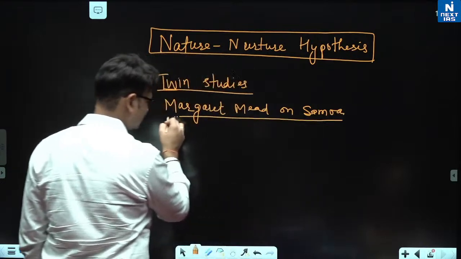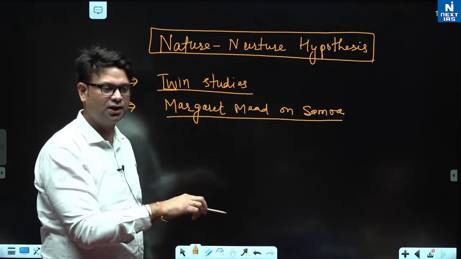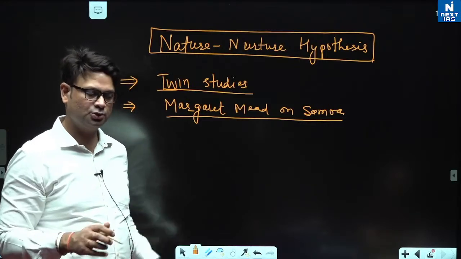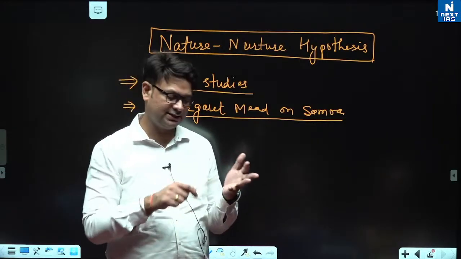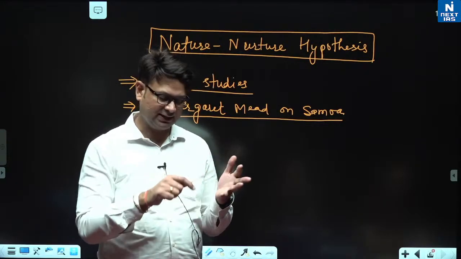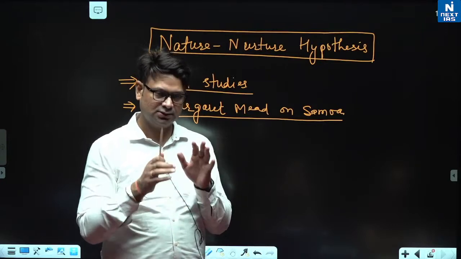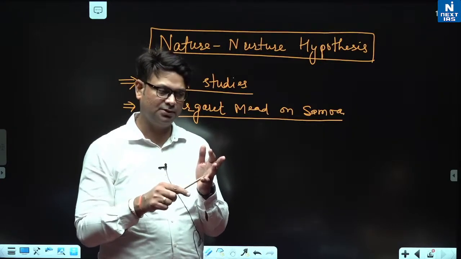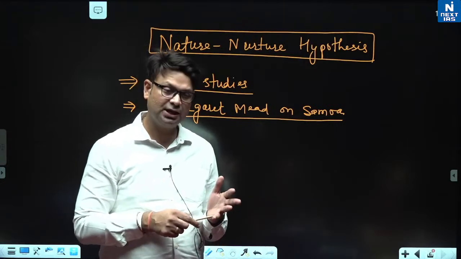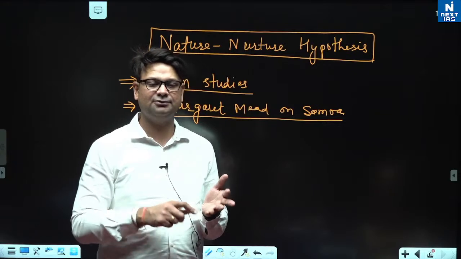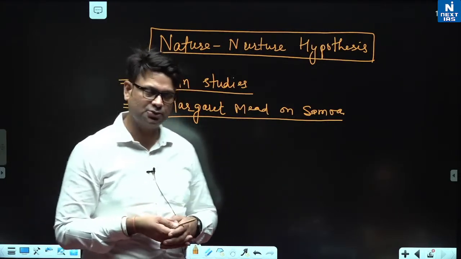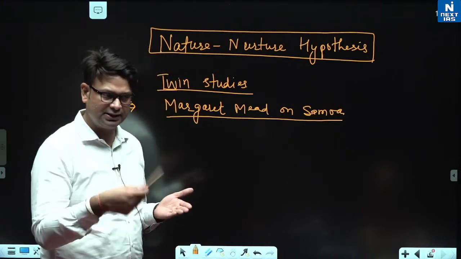And not only this, you can use her another work, Sex and Temperament in Three Primitive Societies. In that also she studied and compared three societies, Arapesh, Mundugumor and Tchambuli. She says that in Arapesh, both men and women are submissive. In Mundugumor both are aggressive, and in Tchambuli women are aggressive and men are not aggressive. That was her argument. There also it is cultural conditioning, not biology.